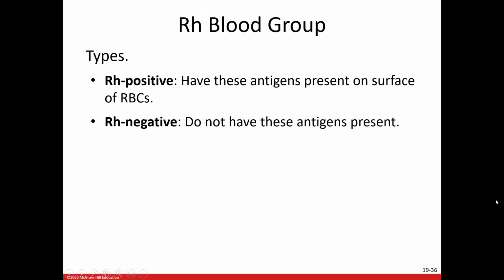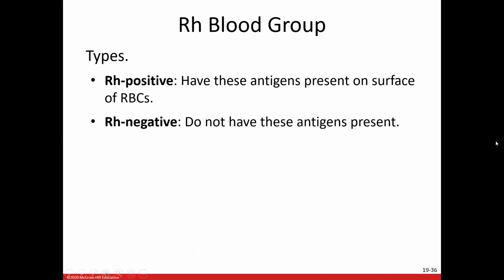So ABO group is the first way we classify blood, and the second way that we classify blood is with the RH blood group. So there's two types. There's RH positive and RH negative. So if you are RH positive, you have a special RH antigen on the surface of the red blood cells. If you are RH negative, you don't have any of these antigens present.